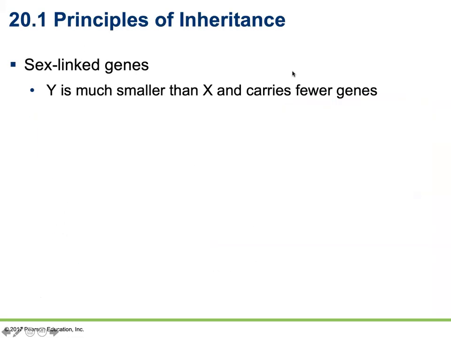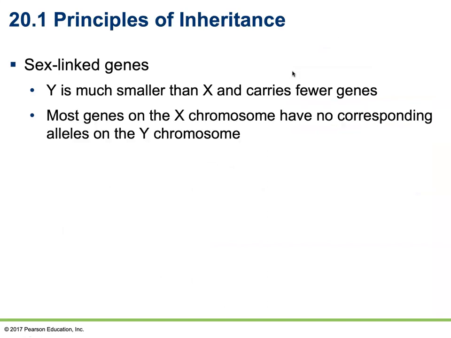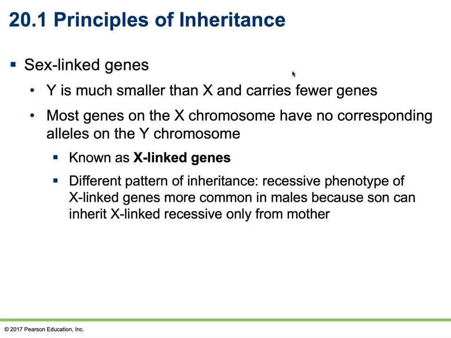Sex-linked genes. The Y chromosome is going to be much smaller than the X chromosome, and it's going to carry fewer genes. Most genes on the X chromosome have no corresponding alleles on the Y chromosome, meaning that these can only be inherited from one X chromosome to the next. So these are X-linked genes.